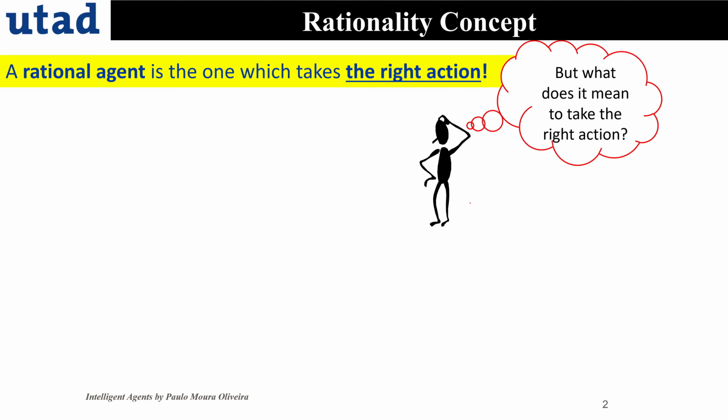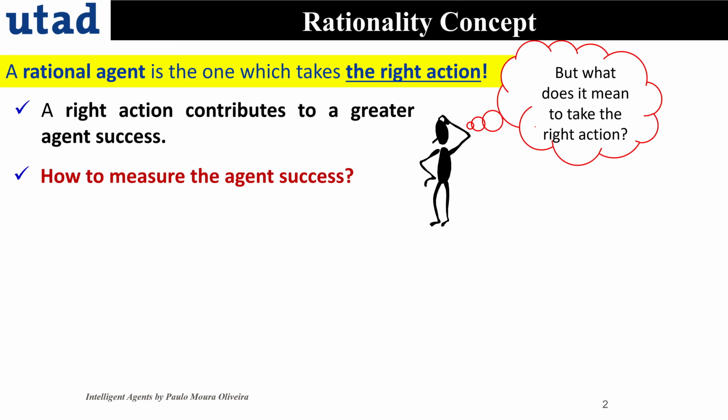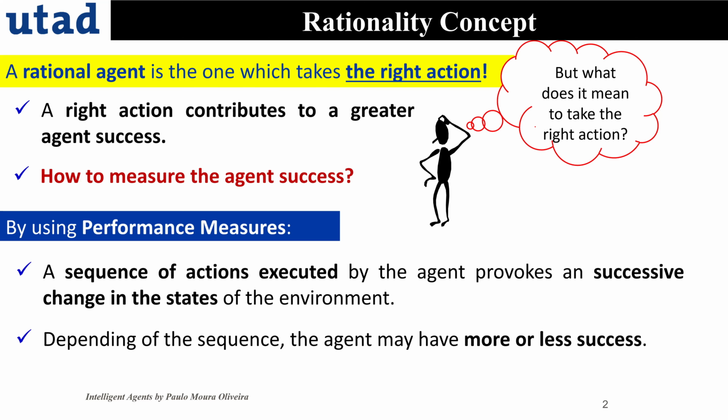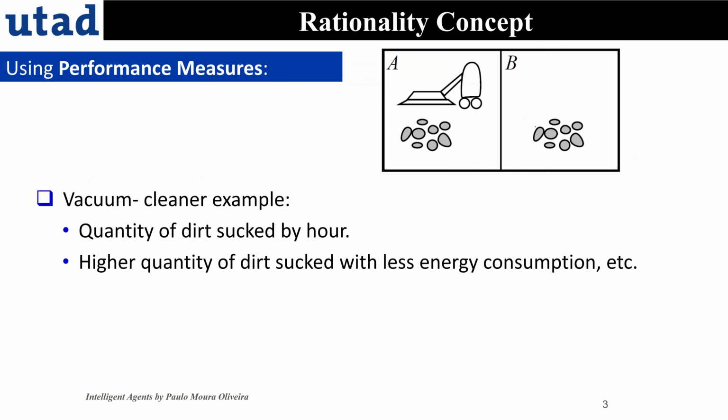And this chap here is asking, okay, but what does it mean to take the right action? So it is easy. A right action contributes to a greater agent success. But how can we measure the agent success? Using performance measures. We know that the actions executed by the agent are going to provoke the change in the states of the environment. Depending on the sequence, the agent may have more or less success.